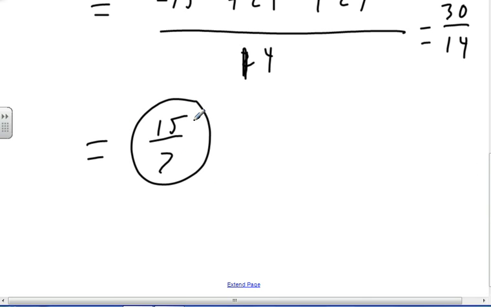All right, look in the back of the book real quick. 15 over 7 is correct. Lucky. Now, if I had my calculator, it would have been much better. But I don't, so. All right, next one, number 14.